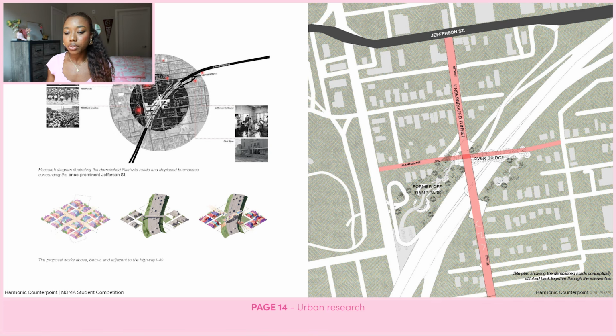So this was the conceptual urban design page explaining the context of the neighborhood once being unified, then disconnected because of the highway, and then reconnected through a proposal. So that's what this red X is on the right side, and these little diagrams are showing on the left side.